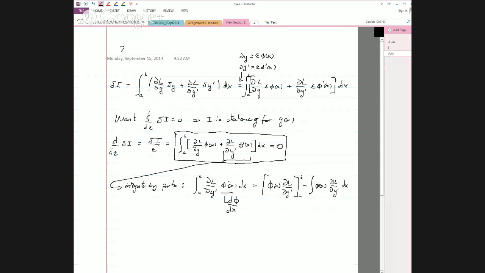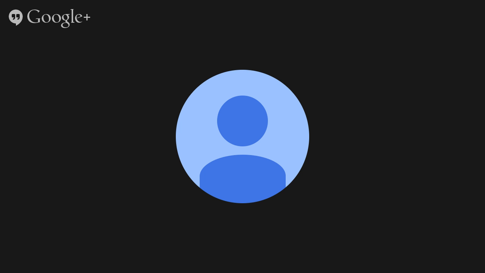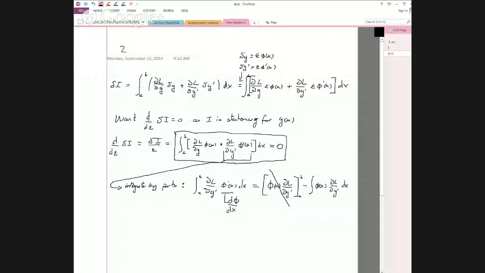It contains a phi of x that's evaluated and phi of x. Because phi at x a, I don't understand how OneNote works. Why does it change by itself? I apologize.